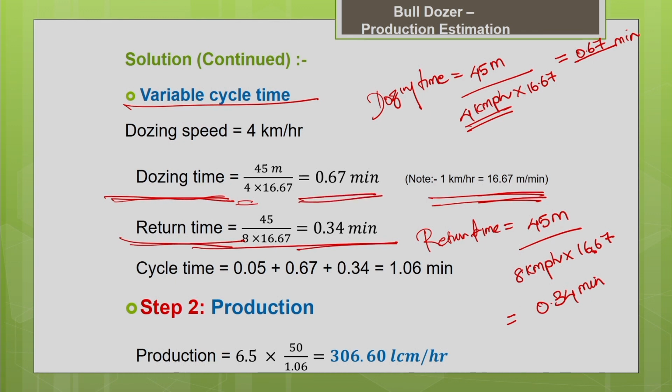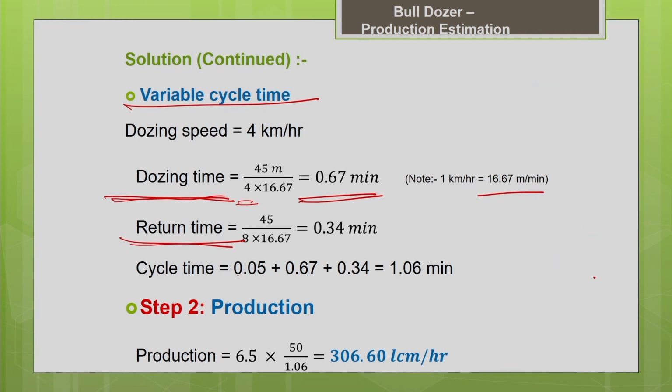So now you are supposed to calculate the total cycle time. Total cycle time is nothing but your maneuver time. Maneuver time is your fixed cycle time 0.05, and the dosing time 0.67, return time is 0.34. Add everything, you will get 1.06 minute. That is your cycle time.